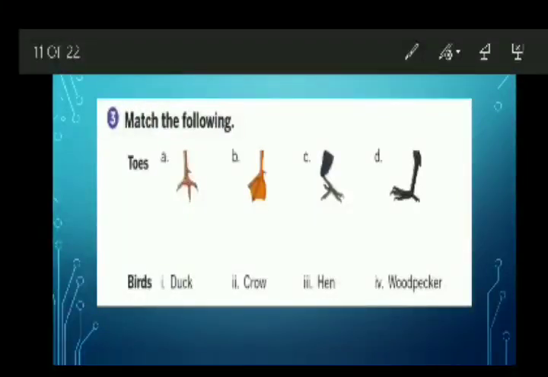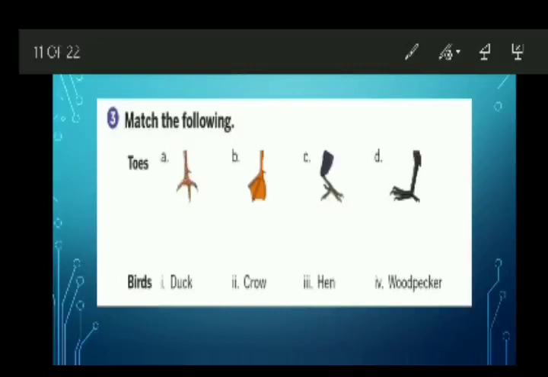Children, in the last lesson, we started with the exercise of lesson number 3, animals, birds. We have solved question number 1 and 2. Today, we'll begin with question number 3. Match the following.